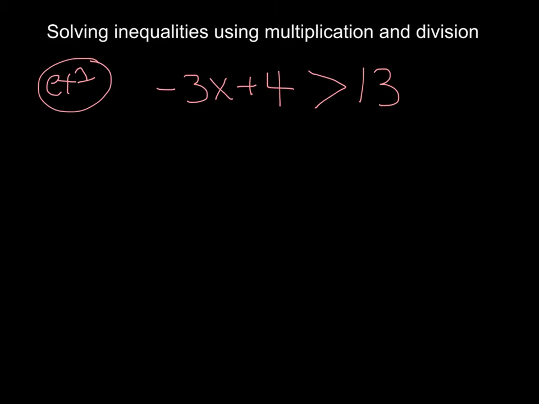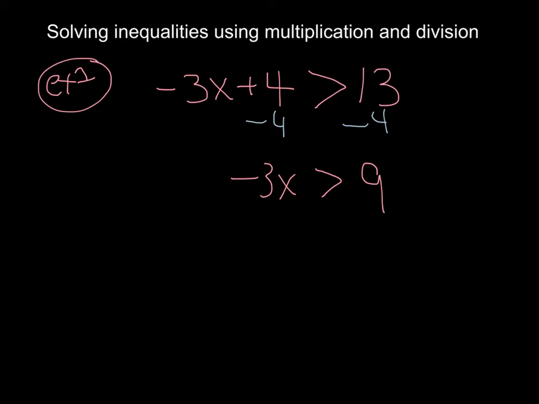This video is going to talk about how to solve inequalities using multiplication and division. The first example will be negative 3x plus 4 is greater than 13. Okay, so if we have that, our first step is going to be to subtract 4 on both sides. That part is the same. So negative 3x is greater than 9.